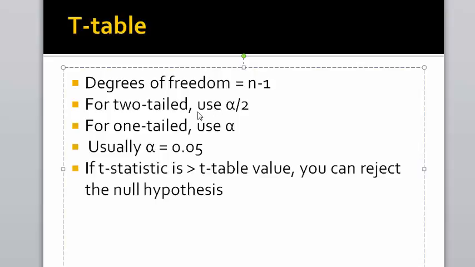And so if it's a two-tailed test, you use the uncertainty value, which is generally going to be 0.05 divided by 2, but for a one-tailed test you can just use the alpha value. Don't worry, we'll be going over an example of how to read the t-table. And how you draw your final conclusions is just if the t-statistic is greater than the t-table value, you can reject the null hypothesis.